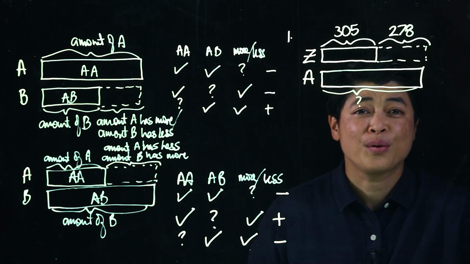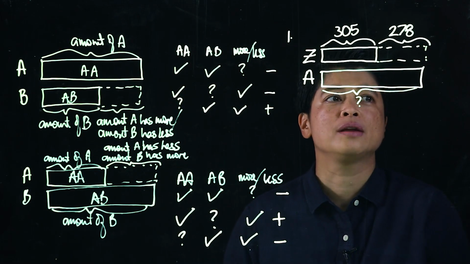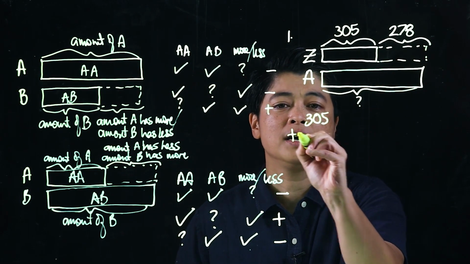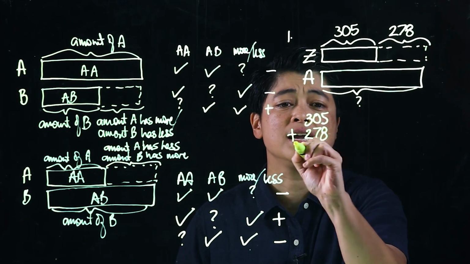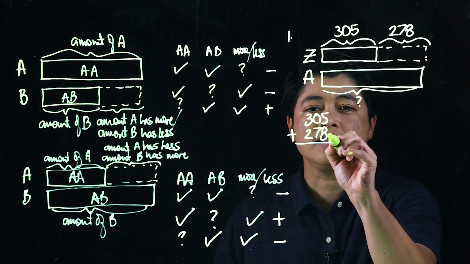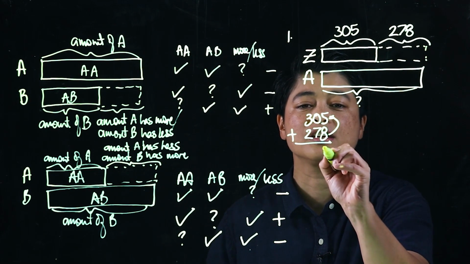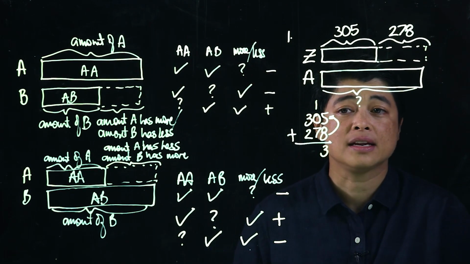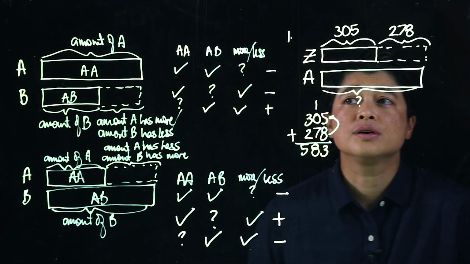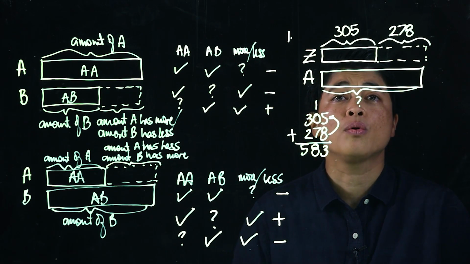Since our question is the whole, this will be an addition problem. So this will be 305 plus 278. Again, we need to be consistent. We start with the 8, we add the 5, that's a 13. So 7 plus 1 is 8, and 5. So that means 583 children went to the aquarium.